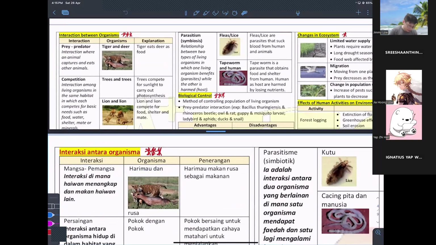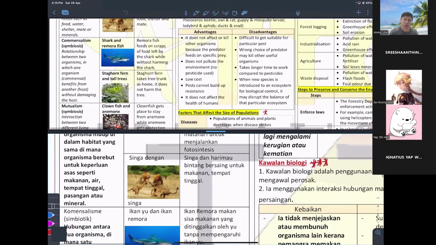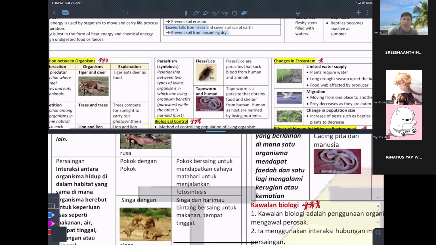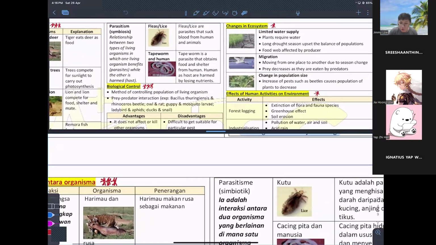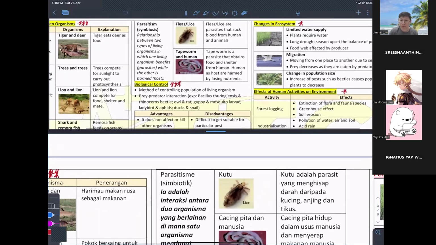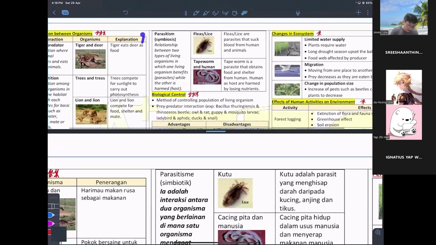The second one is the interaction between organisms. Super, super, super important. Prey, predator, competition, commensalism, mutualism, parasitism. Okay, all these you have to know. You have to know all of them, including the examples, the examples of animals. In terms of explanation, you have to know what are the examples here.